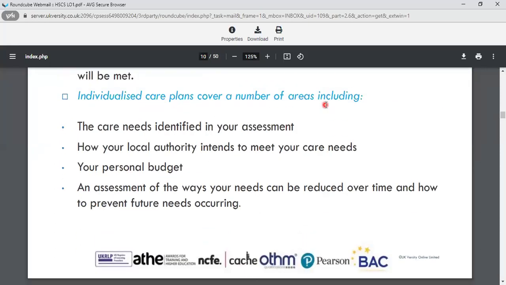So individualized care plans would cover a number of areas. Number one, the care needs identified in your assessment. So you have an assessment that you do, and then you assess that these needs are identified as care needs for this individual. How the local authority intends to meet the care needs. There are different local authorities, such as Bolton, I know this council. So there are different council setups that you would want to know about.